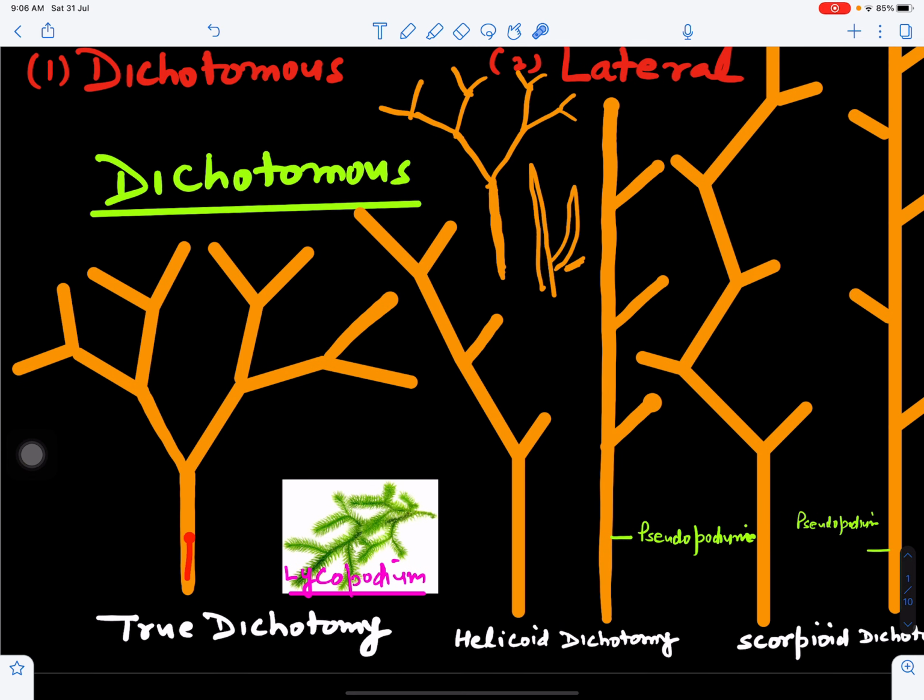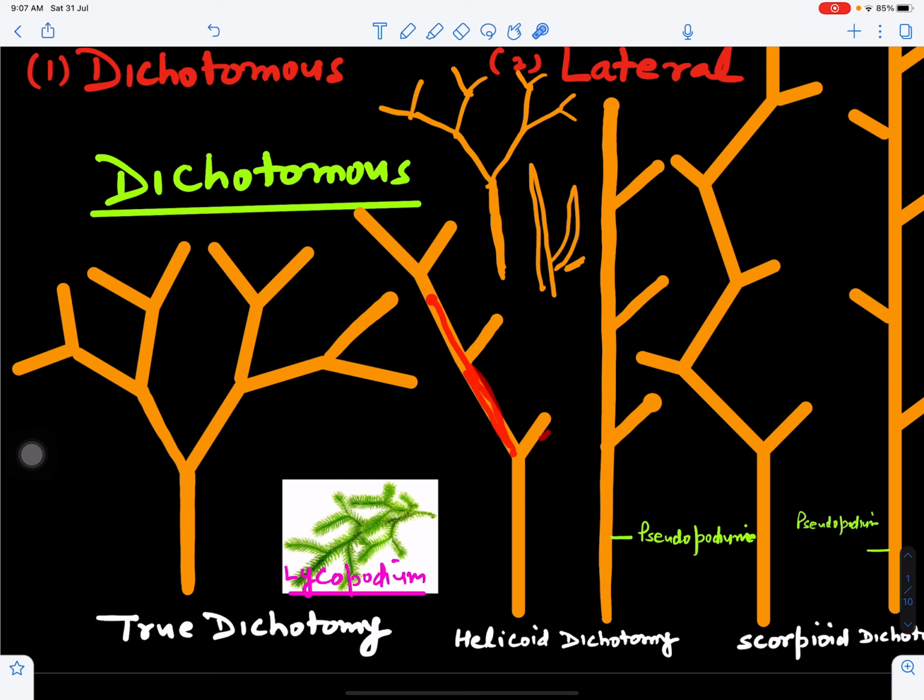We can see here this is the main stem dividing into two. This is further dividing into two. This is further dividing into two. This is further dividing into two. So this is called true dichotomy. But sometimes dichotomy may not be true, like this is the stem. This is dividing into two branches. One branch is not growing properly. Its growth is suppressed, but this branch is growing properly.